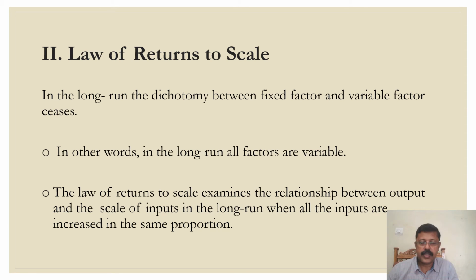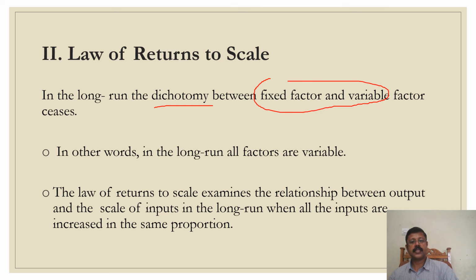Now, law of returns to scale. What was the first law? Law of variable proportions. Law of variable proportion is for short period or short run. Therefore, the second law, that is law of returns to scale, will be for long run. Obviously, it will be for long run. In long run, the dichotomy, that is the difference between fixed factor and variable factor, is over. There is no more fixed factor.